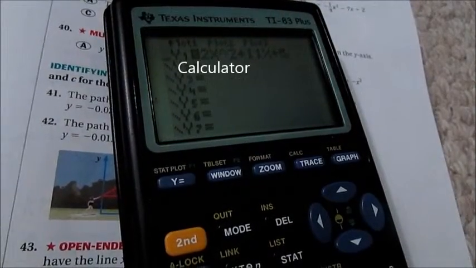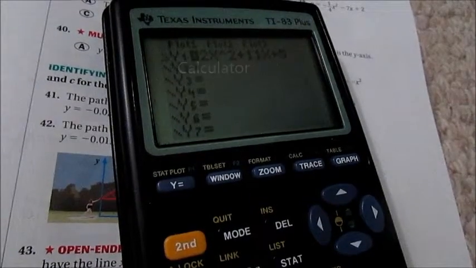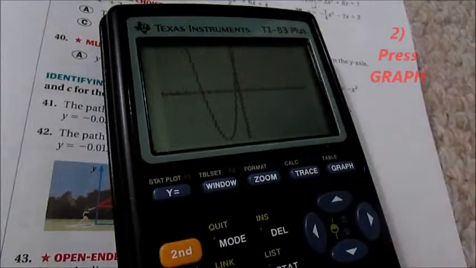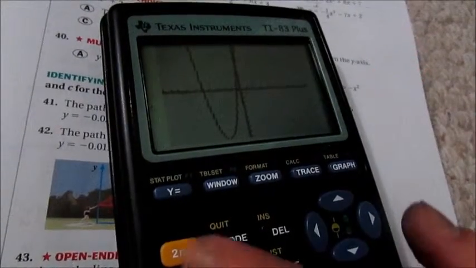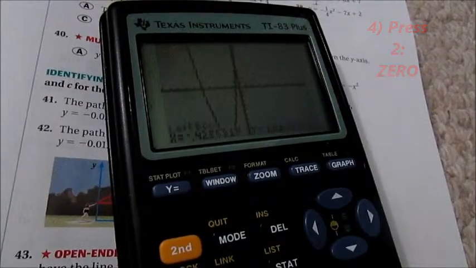Another way to find the zeros of an equation is to plug it into the calculator. First, plug the equation into the calculator. Press graph to view your parabola. Press second, trace, to find the zeros of the equation. Press 2 to find the zero.